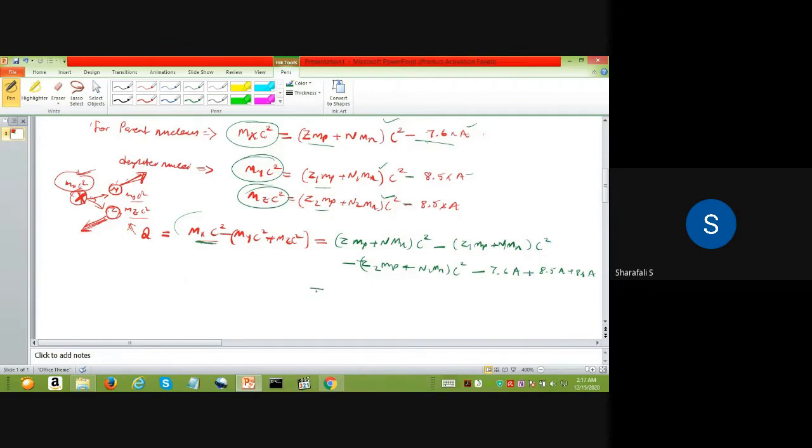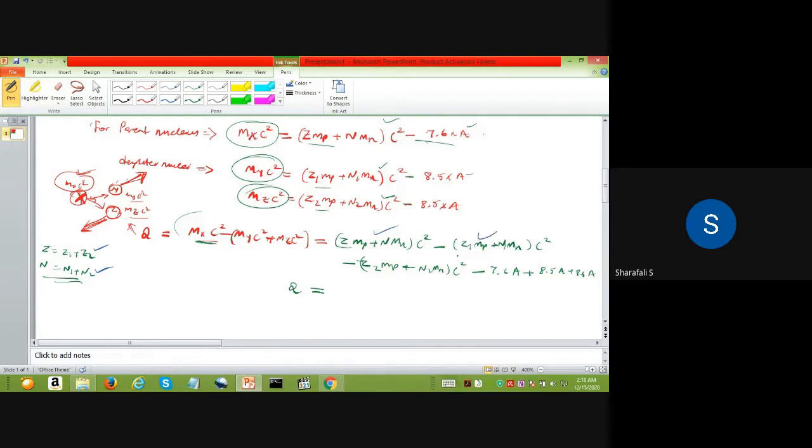Now, if you calculate this, what Q value will come? Consider this Z. Z is nothing but Z1 plus Z2, the daughter nuclei atomic numbers you add. That will give you the parent nuclei atomic number, that is the number of protons. And if you consider N also, N will be equal to N1 plus N2. So these terms will become 0, because Z equals Z1 plus Z2 here, and N equals N1 plus N2.